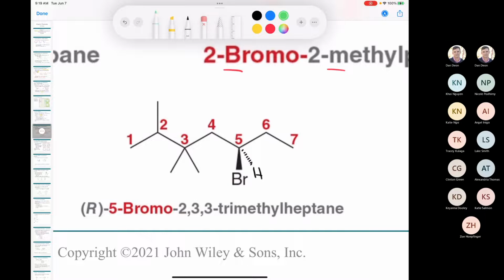So look, the bromine is number 1. The hydrogen is number 4. All of this is number 2. And all of this is number 3. So we go from 1 to 2 to 3. It's clockwise, therefore it's R. This looks good to me. So whoever labeled that was correct.